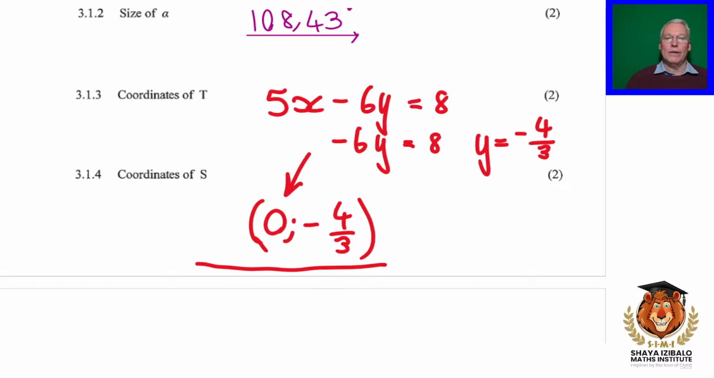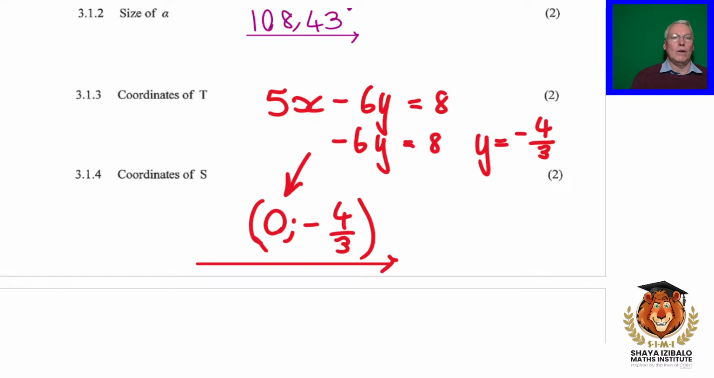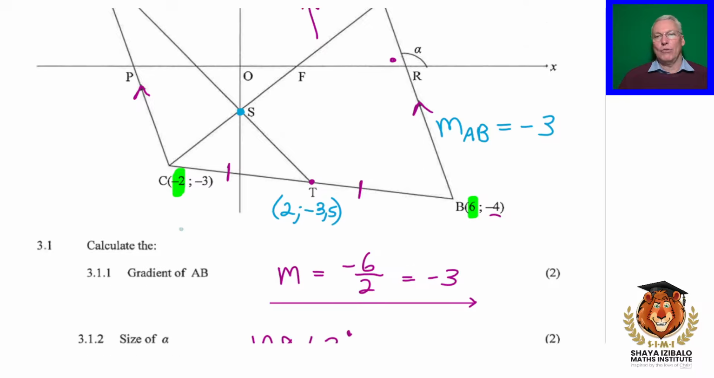Okay, the next question asks us to find the equation of CD in standard form. Now, if we look at CD, it's actually parallel to AB, and we've worked out the gradient of AB. We know the gradient of AB is minus 3. So this line must also have a gradient of minus 3, but it goes through the point negative 2, negative 3. So we're going to use our y equals mx plus c formula with a gradient of minus 3 and passing through negative 2, negative 3.